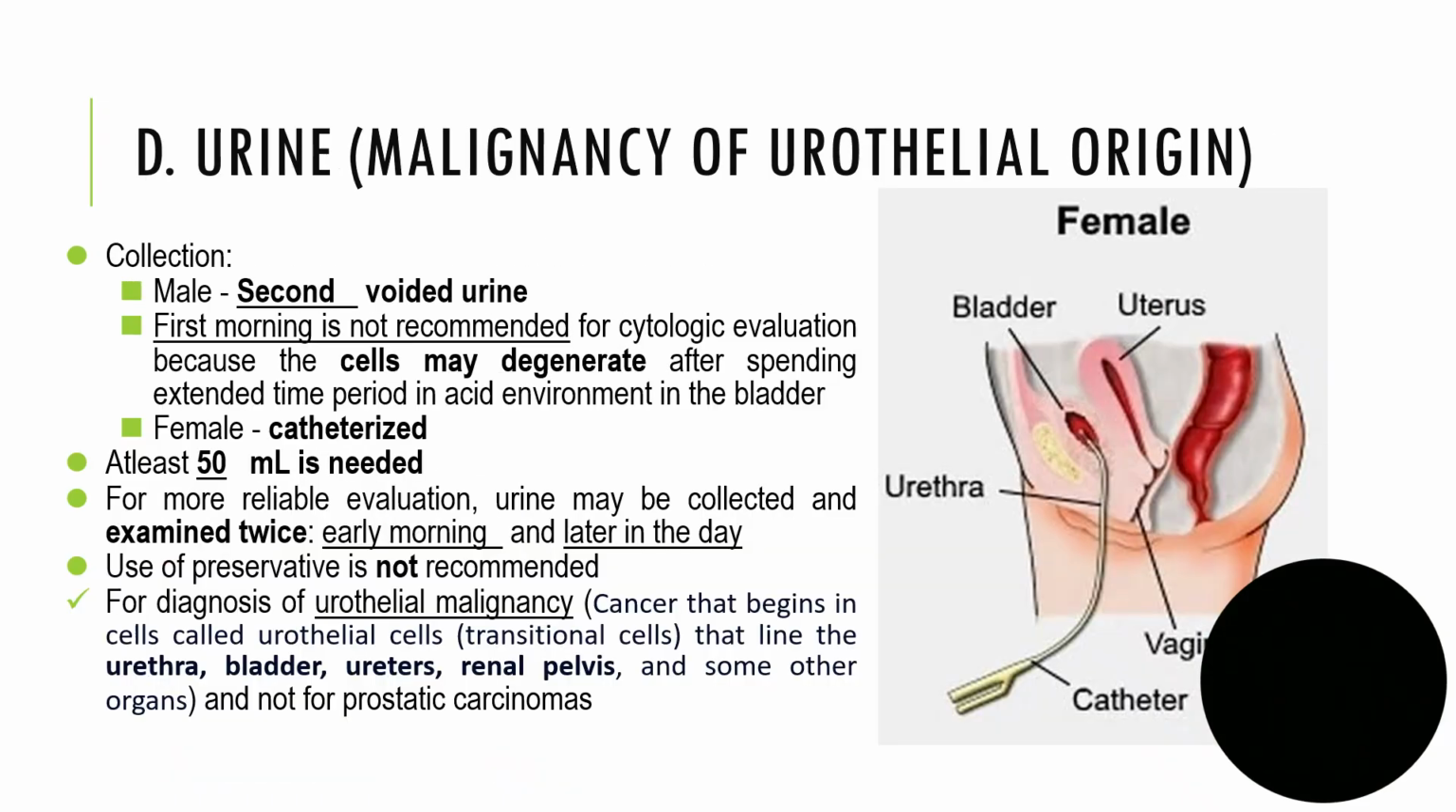Urine cytology is used for the detection of malignancy of urothelial origin, that is, cancer arising from the urothelium, the transitional epithelium lining the urethra, bladder, ureters, renal pelvis, and some other organs. So it is not used for diagnosing prostatic carcinomas. Collection methods differ by sex, so in males, the second voided urine is preferred.